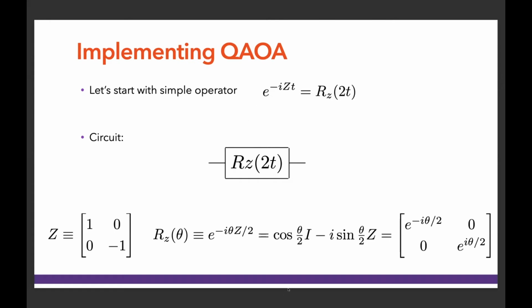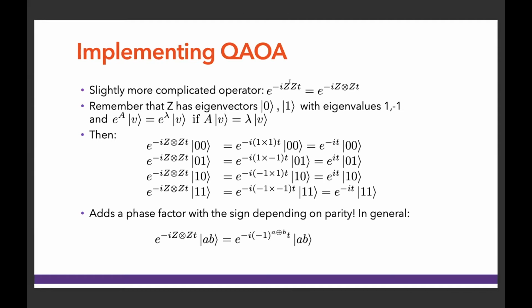Now let's make it a little more complicated. Let's do 2 Z's, okay? I want to implement time evolution with a product of 2 Z's, which is, just as a reminder, the tensor product of them. Now, to see how to do that, recall that since Z has eigenvectors 0 and 1, with eigenvalues 1 and -1, then the exponent of Z is going to have the same eigenvectors and eigenvalues. And this is true for any matrix. Then we can write out the action of this operator in the computational basis to see what our desired operator is.